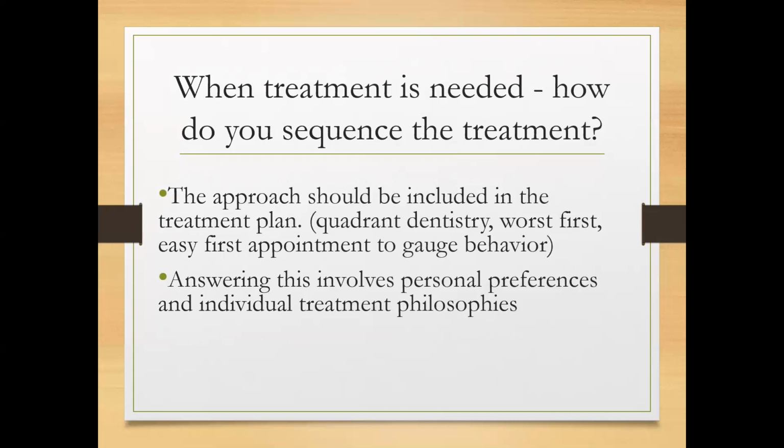Another approach is doing the worst first. So if a child has pain in one area of the mouth, or if you notice that there are possibly teeth that may, we say, blow up in the future, then you may want to tackle that quadrant first, those teeth first.